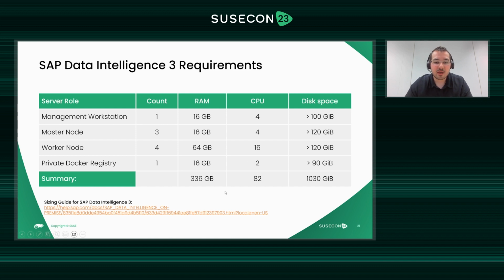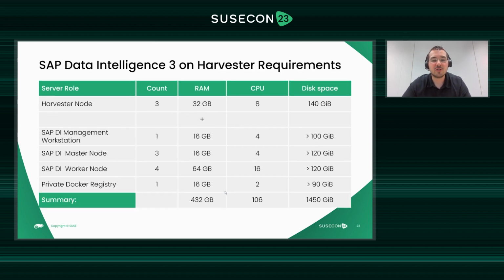In summary, just for the Data Intelligence part, you will need 336 gigabytes of RAM and 82 CPUs, as well as slightly above 1 terabyte of disk space. And if you want to use it with Harvester, of course, you have to add the Harvester requirements, which means in the end you will need 432 gigabytes of RAM and 106 CPUs with around 1.5 terabytes of disk space.